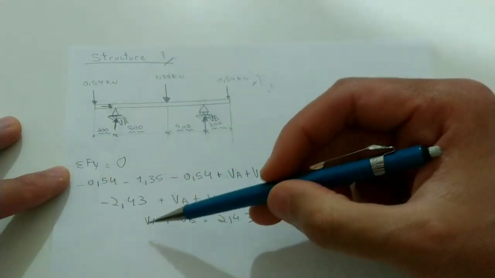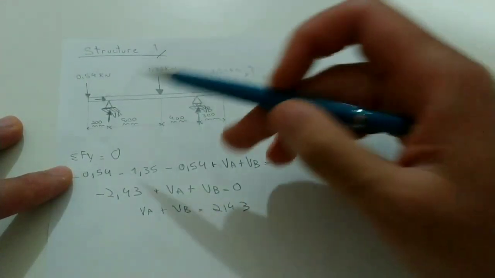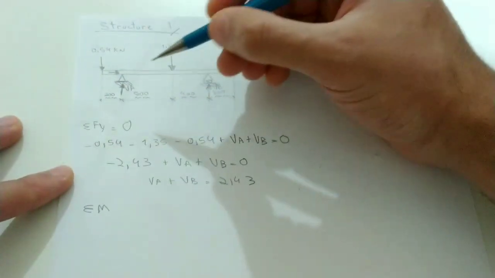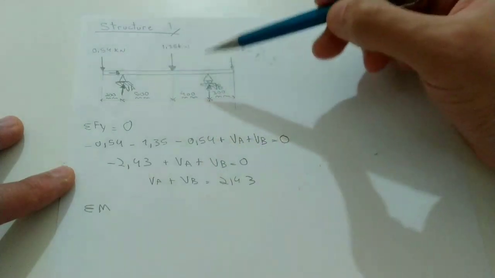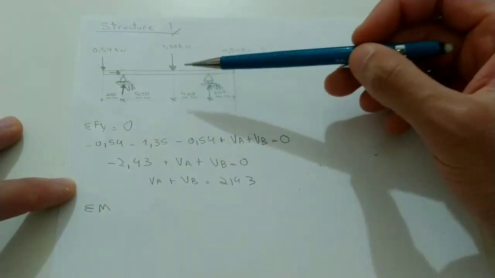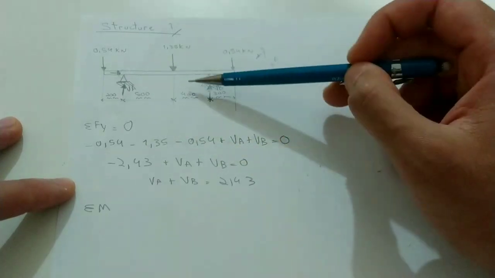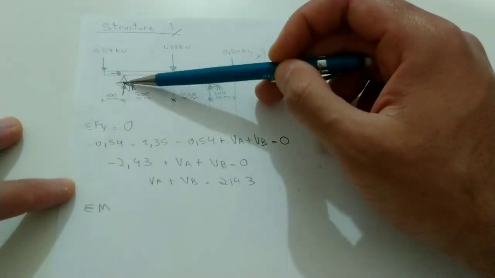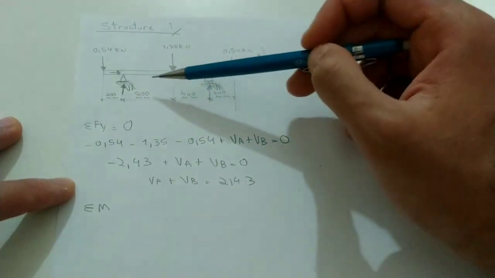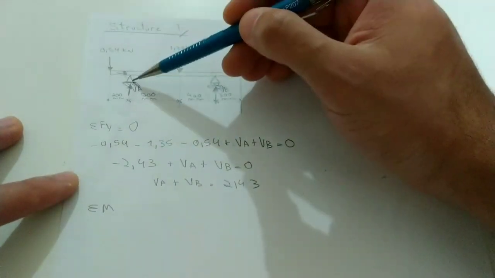To find one of these forces, we have to make a summatory of forces in moment. So let's go. We have to choose one of these supports to make the summatory of moments. We have two forces here and one force here. We always have to select the support that has the most forces. Here will be A.